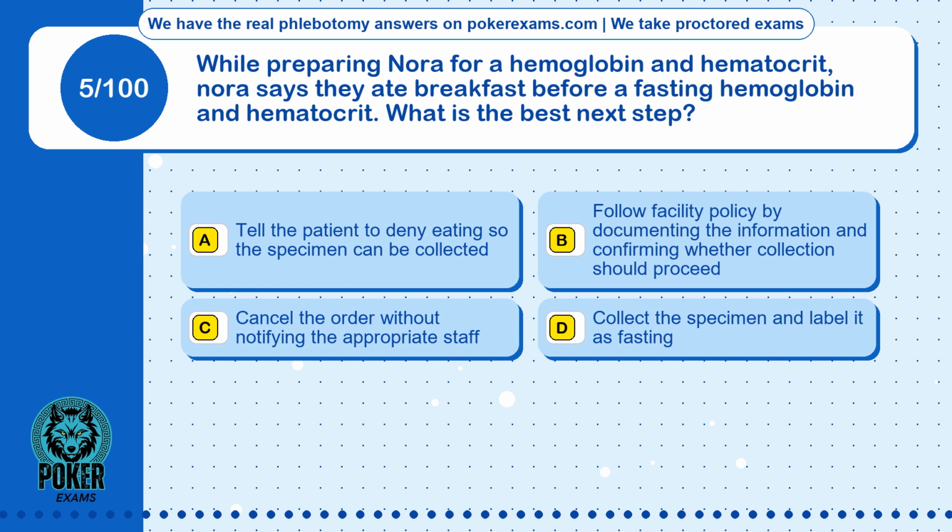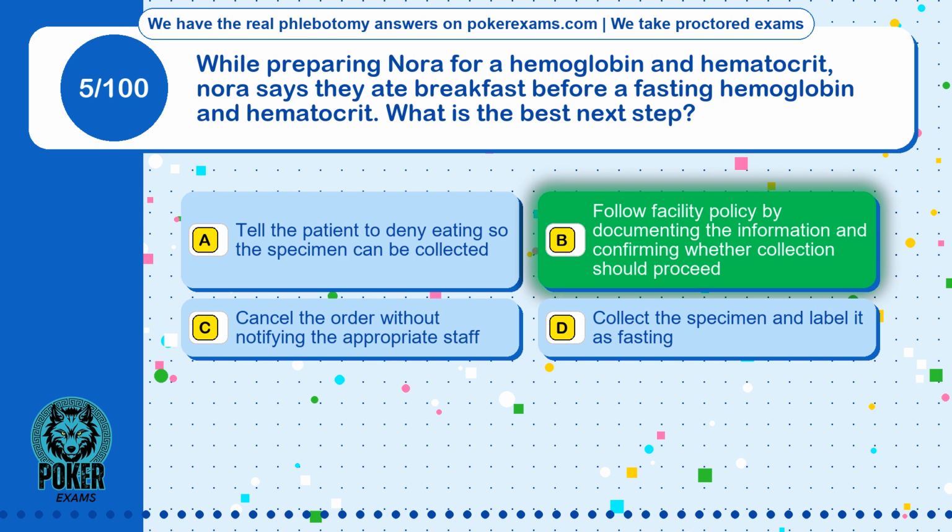Option A. Tell the patient to deny eating so the specimen can be collected. Option B. Follow facility policy by documenting the information and confirming whether collection should proceed. Option C. Cancel the order without notifying the appropriate staff. Option D. Collect the specimen and label it as fasting.